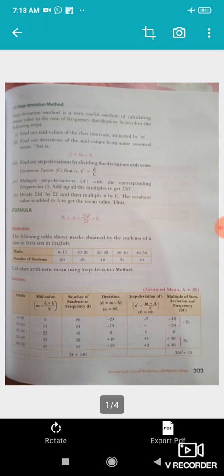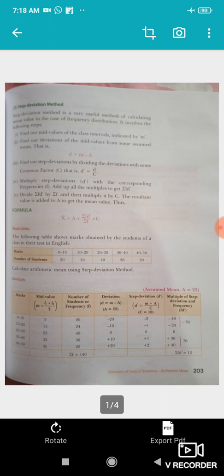Then whatever values you are getting of d, you have to divide with a common factor, that is d upon c. Now here you can see which number is able to divide all the numbers, that is 20, 10, 0, 10, 20. It is 10. So when you divide all these values by 10, you get minus 2, minus 1, 0, plus 1, plus 2.